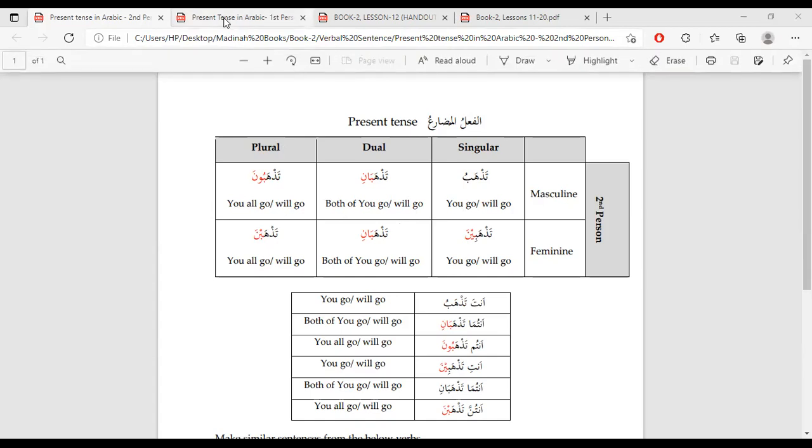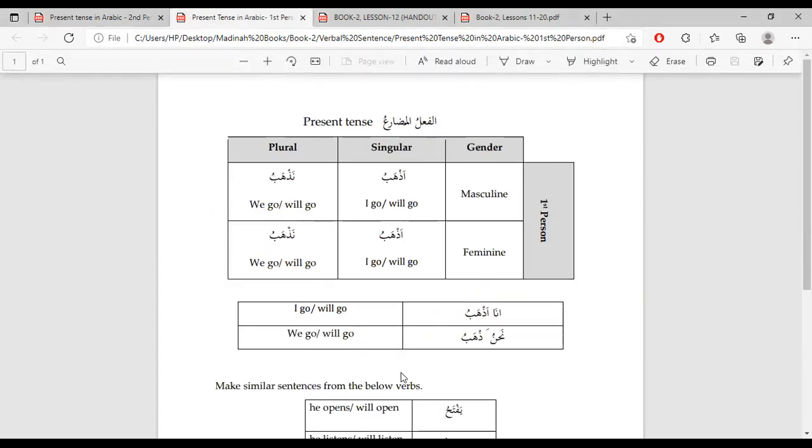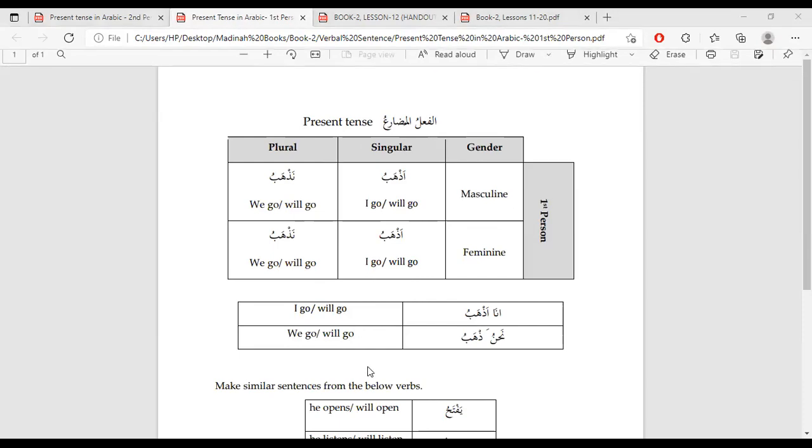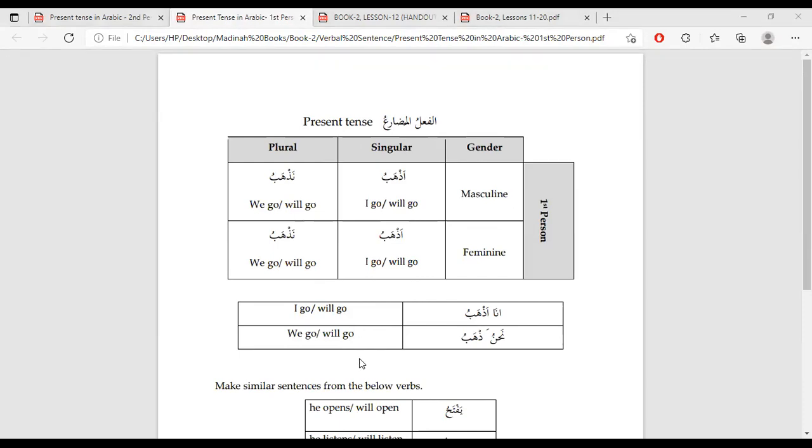Also in this lesson, there is a bit of focus on the first person. And for the first person, when we talk about ourselves, for one person, we say adhabu, I go. And when we talk about the plural, we say nadhabu, we go. So here we have hamza and here we have noon.